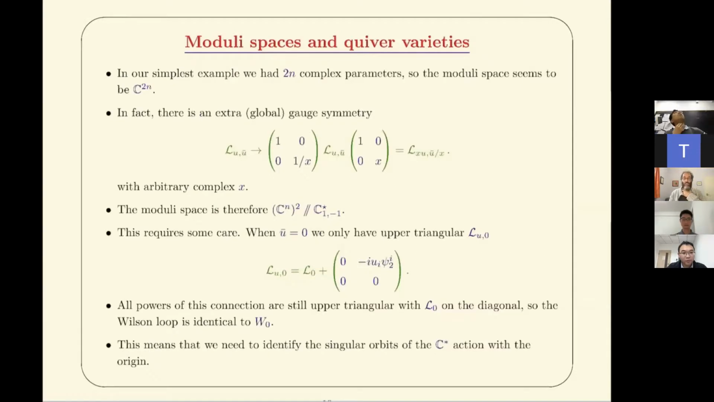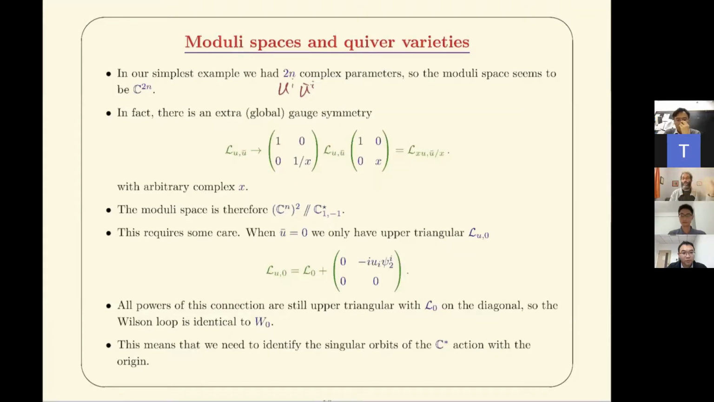So this was the construction. Now I want to understand what are the parameters appearing in it. So in our simplest examples, we had the parameters U and U bar, which are not complex conjugates, and they form 2n complex parameters. So it seems like I have a moduli space with a C to the 2n. But in fact, there is an extra gauge symmetry, which is not part of SU(N), and that is the symmetry of multiplying L from the left and the right by this matrix that I have here.